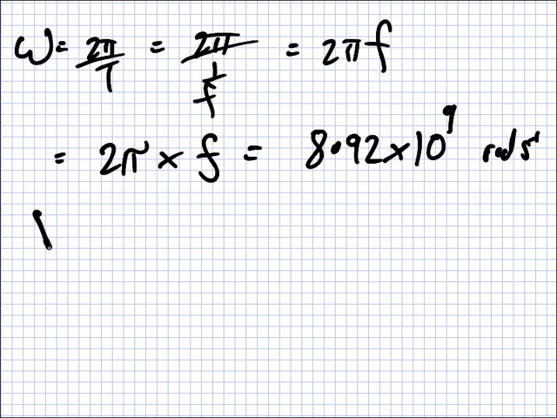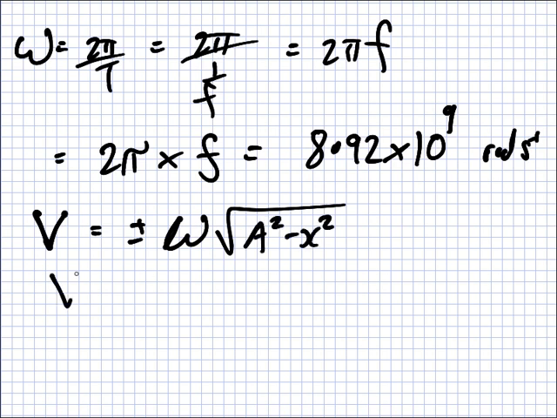Now the next part is, what is the maximum velocity? The formula for velocity is plus or minus omega root a squared minus x squared. Now the question is, when is the velocity maximum? Dorian, you figured it out. When do you have maximum velocity? At the origin, yeah. When x is zero. It means the x here is zero, so the formula just becomes omega a.